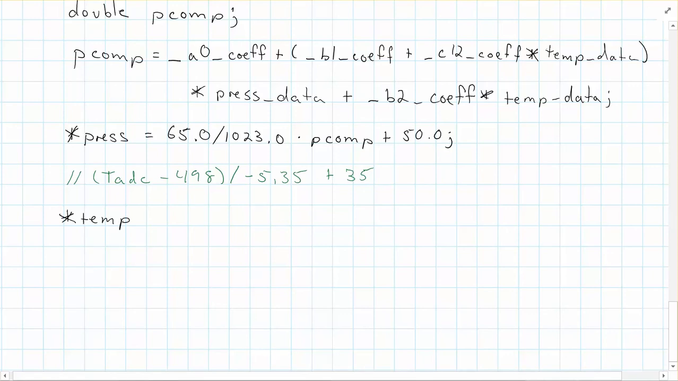So we have then star temp is going to be equal to temp underscore data minus 498.0 divided by, and I like to put it in parentheses here, negative 5.35 plus 35.0. And now we are finally done.